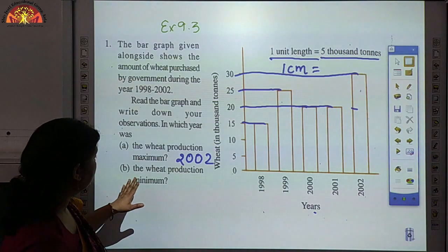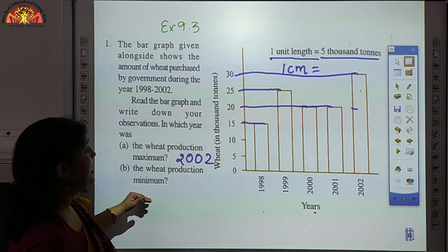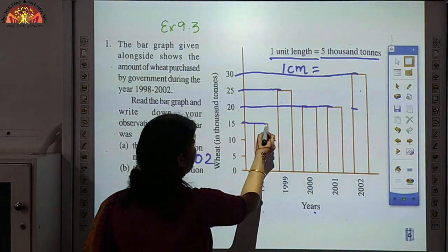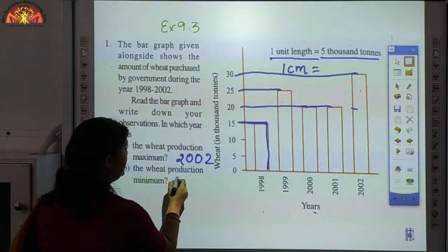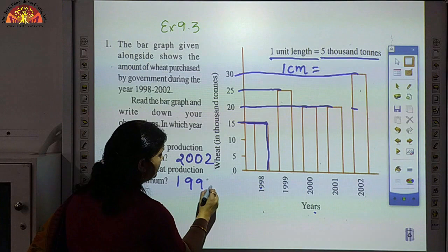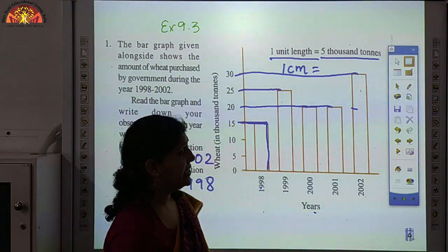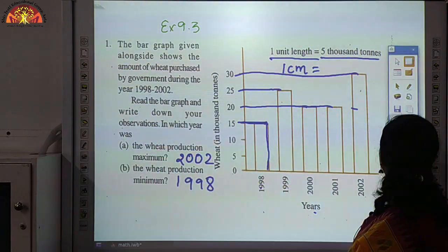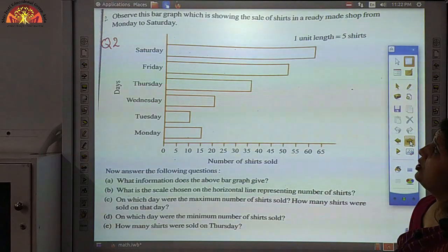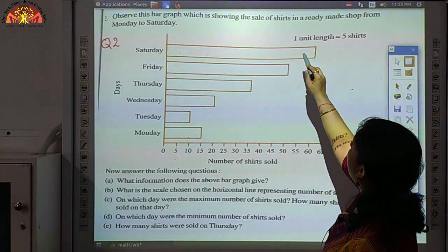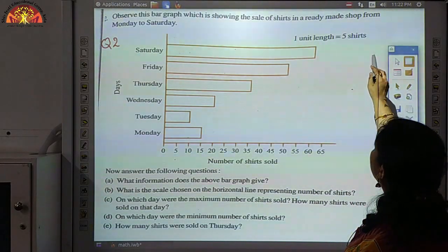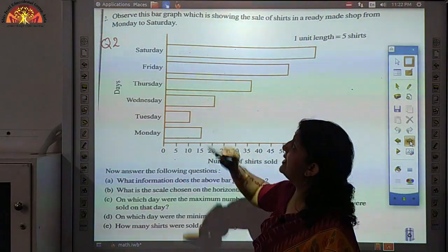Now second question is the wheat production minimum कौन सी ईयर में हुआ है? That is 15,000 ton in which year? 1998. Understood? Let us take second question. Observe this bar graph which is showing the sale of shirts in a ready-made shop from Monday to Saturday.